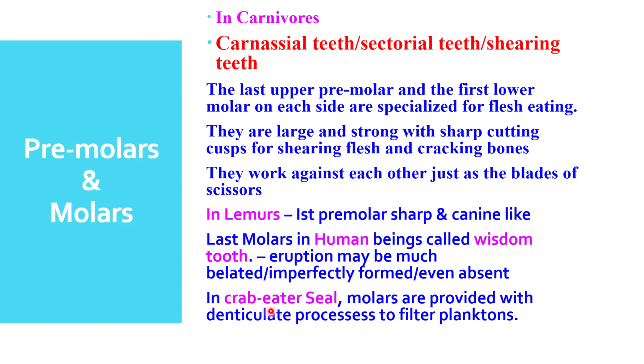Another type is crab eater seals. Molars are provided with the denticulate process to filter plankton.